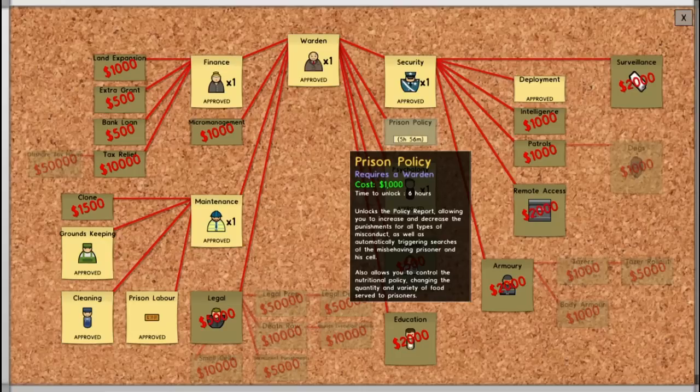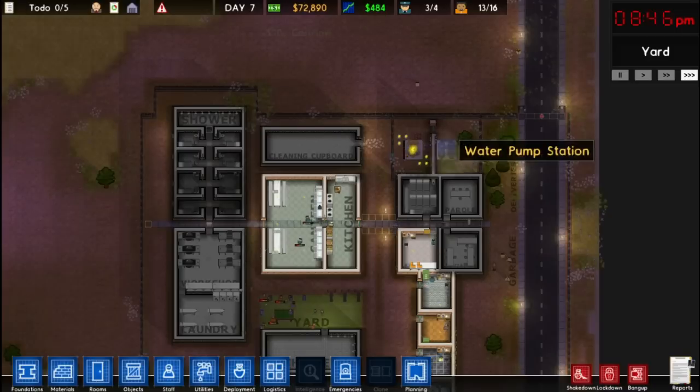Well, if we look at the toolbar here, unlocking the prison policy allows us to increase and decrease the punishments for all types of misconduct, as well as automatically triggering searches of misbehaving prisoners and their cells. It also allows you to control the nutritional policy, changing the quantity and variety of food served to prisoners. Alright, prison policy is about to be done, and it's done now. There we go. Now let's look at these tools in more detail.